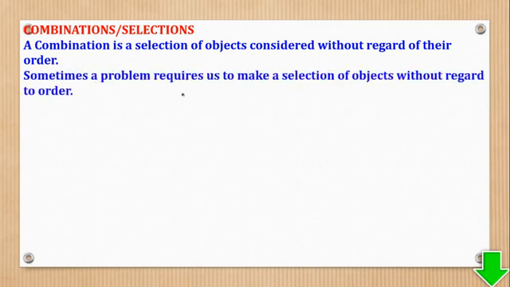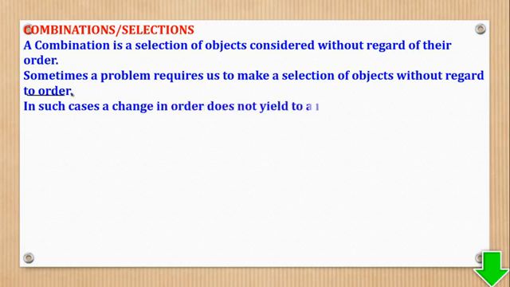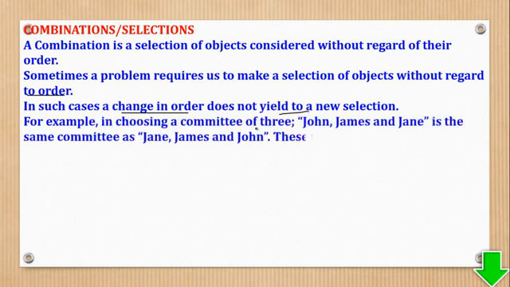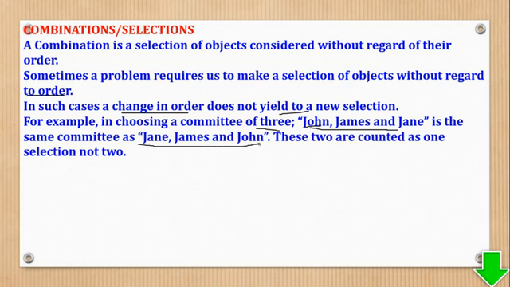Sometimes the problem requires us to make a selection of objects without regard to order. In such a case, a change in order does not yield any new selection. For example, in choosing a committee of 3, John, James, and Jane is the same committee as Jane, James, and John, because we have selected the same people. That is what combination is all about. It doesn't mind the order.